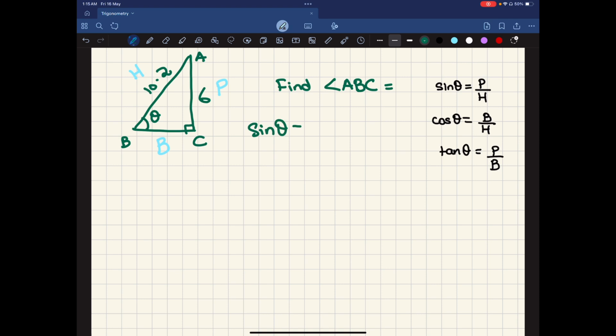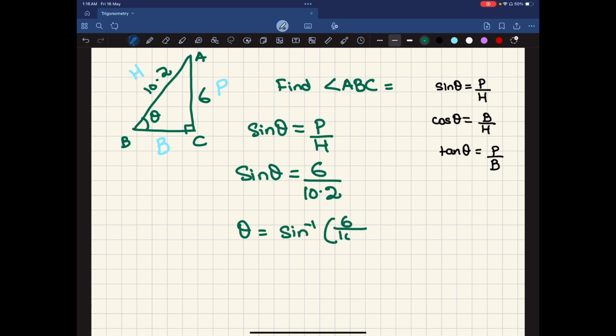Sine of theta is equal to P over H. Let's plug in values. Theta is theta. Perpendicular is 6. Hypotenuse is 10.2. And then to find the value of the angle, we're going to segregate it from the sine. How? By taking it to the other side and taking the inverse of sine. So theta is equal to sine inverse of 6 divided by 10.2, whatever the answer is for this.